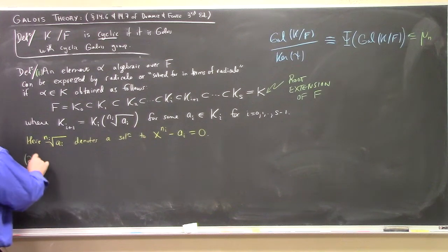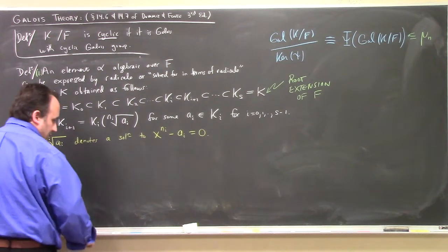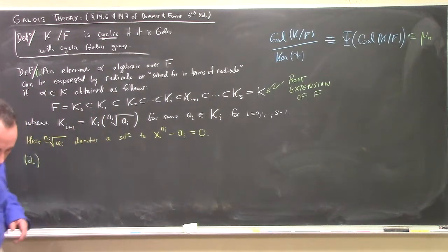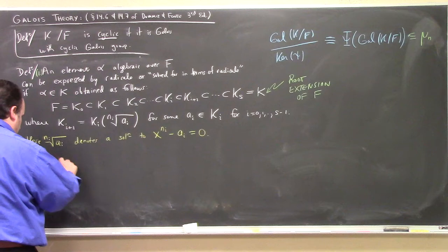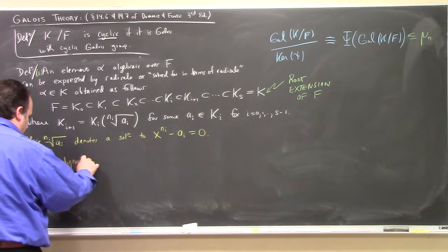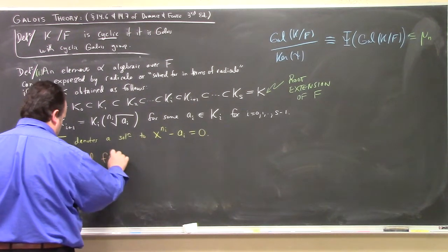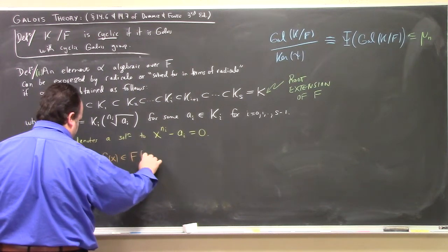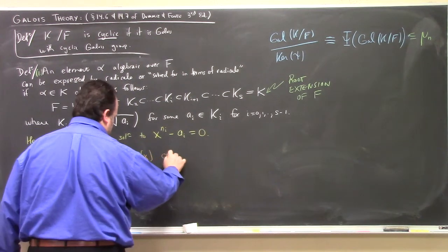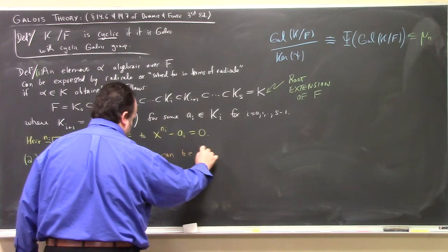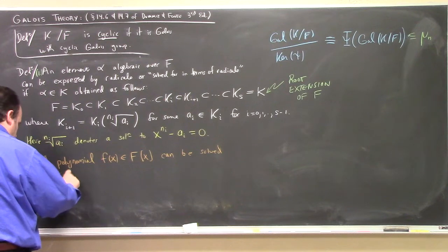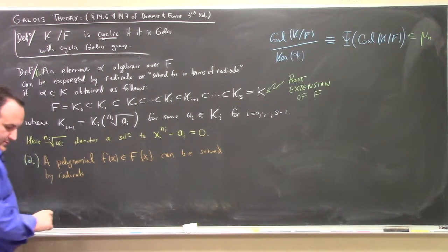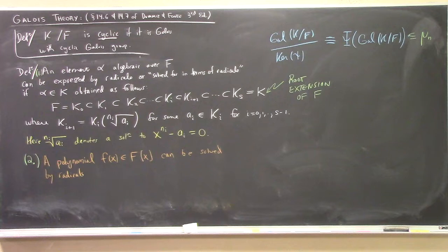And this is all part 1 of the definition. What's part 2 of the definition? Part 2 is that a polynomial f of x can be solved by radicals if all its roots can be solved for in terms of radicals.